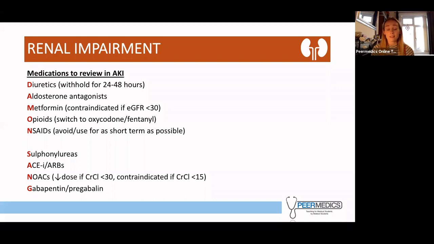In that instance, you need to stop the use of ACE inhibitors and not use them again. Same with ARBs, because they do exactly the same thing. NOACs. So with these, you need to make sure that you reduce the dose if the creatinine clearance is less than 30, and they're completely contraindicated if the creatinine clearance is less than 15. Gabapentin and pregabalin, again, just make sure that you reduce the dose and keep an eye on those.